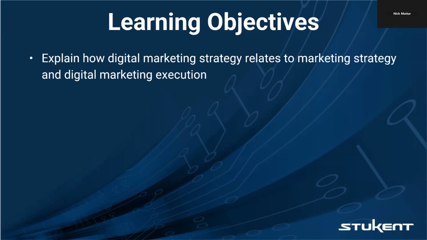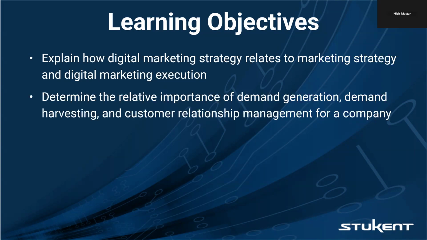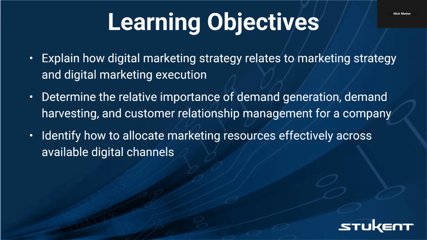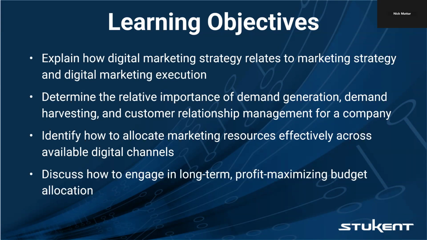So we're going to look at essentially a couple things here. One, how does a digital marketing strategy relate to a broader marketing strategy? Looking at the importance of demand generation, harvesting, and how to manage customer relationships. Then we're going to also look at identifying the allocation of marketing resources, which is part of a discussion assignment. And then also, what is the long-term budgeting that you should do for digital marketing?